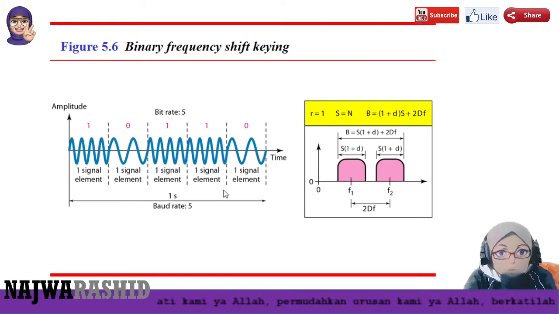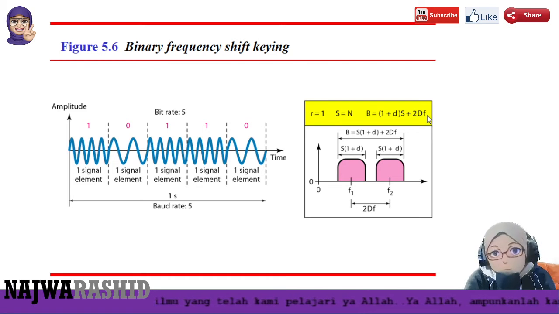Okay, this part is using the formula R equal to 1, S equal to N, and bandwidth equal to (1 plus d) times S plus 2 dF. So 2dF here refers to the difference between the carrier frequencies, between the first frequency carrier and the second frequency carrier. So this one is 1 plus d, times S.